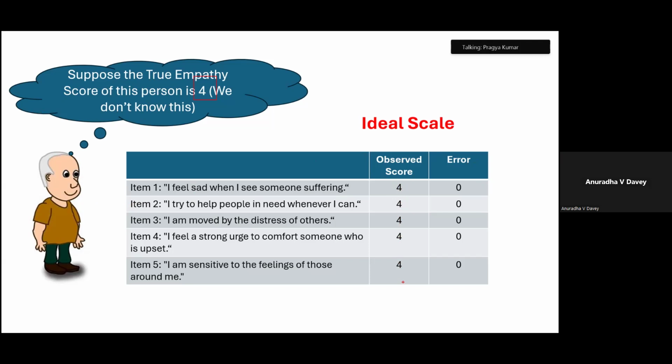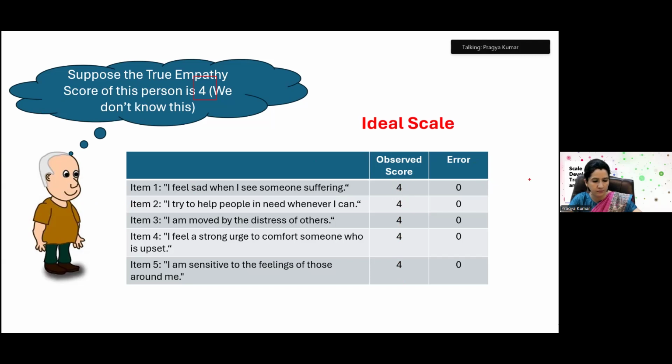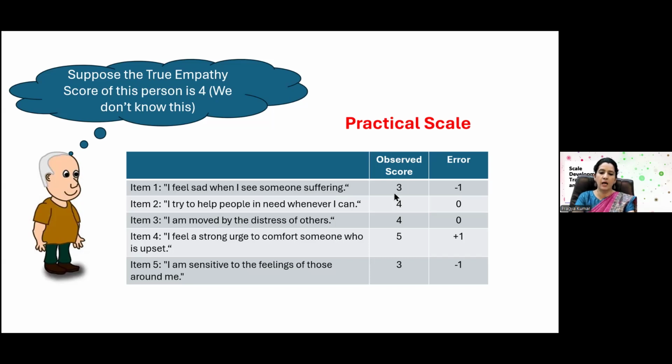Now coming to another scenario. Suppose again the true score is 4, but the individual item observed scores on this person are different: 3 on one item, 5 on item number 4, and 3 on item number 5. So what will be the error from the true score? It will be -1, there is no error, it will be +1 and -1. So these are the errors. This will be a practical scale, where you can see minor deviations from the true score.